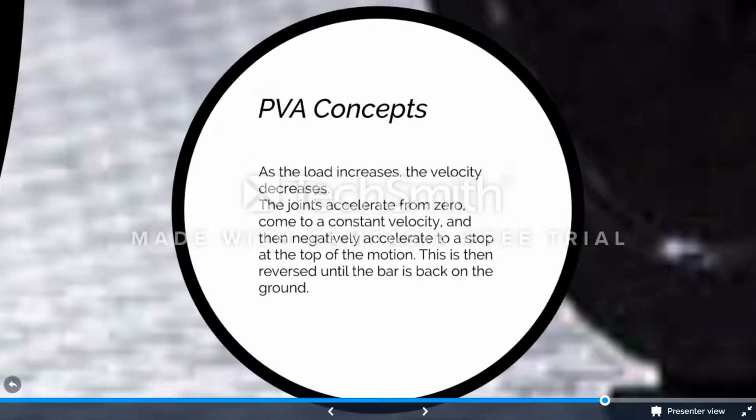As the load increases, the velocity will decrease. The joint accelerates to a stop at the top of the motion. This is then reversed until the bar is back on the ground.